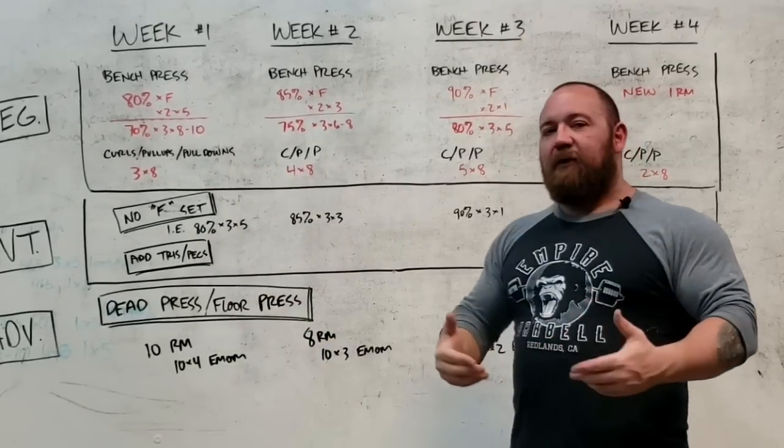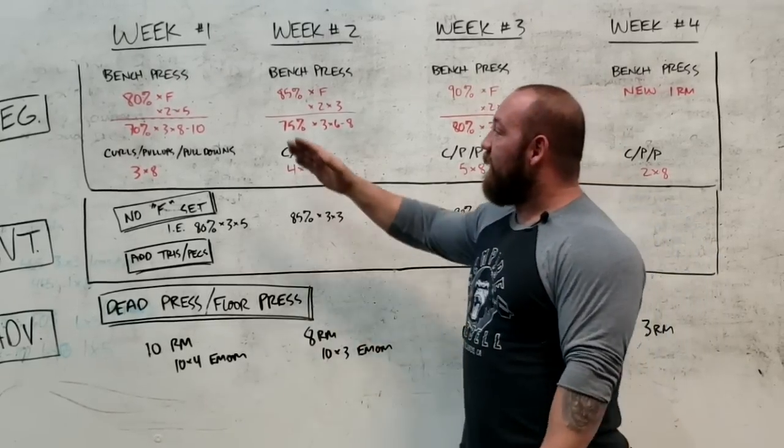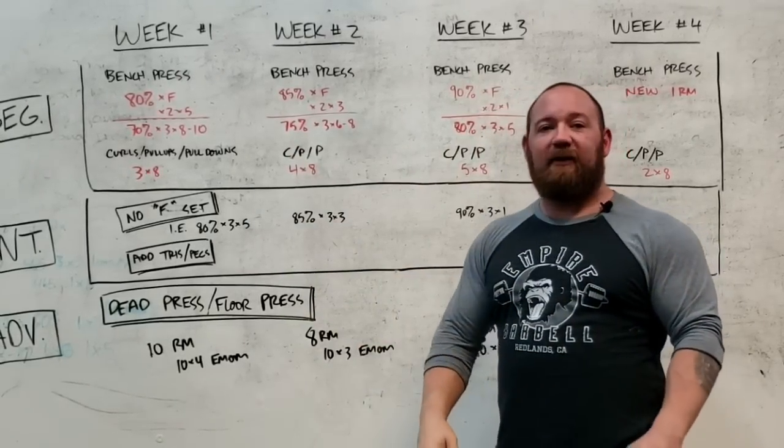Now, I think one of the main reasons for dropping the failure set is that it's not needed because intermediates are not going to be adjusting their training maxes every week because they can't.